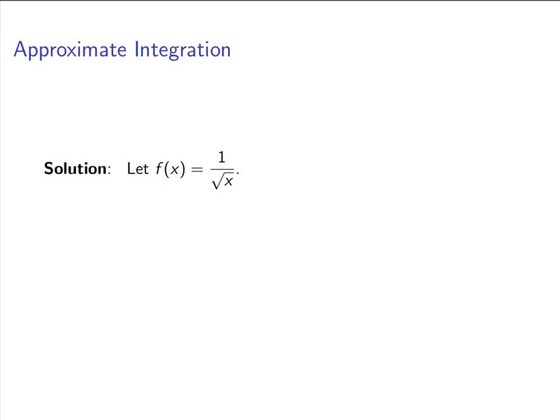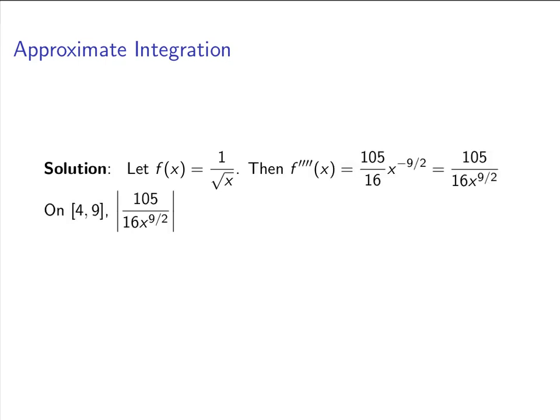All right, let's let f of x be equal to 1 over square root of x. It's not particularly hard to compute that f quadruple prime of x is equal to 105 over 16 x to the minus 9 halves. And what we want is an upper bound on this expression from 4 to 9.